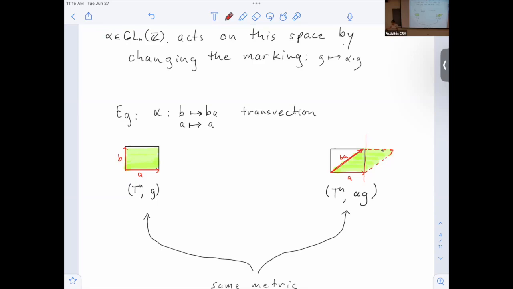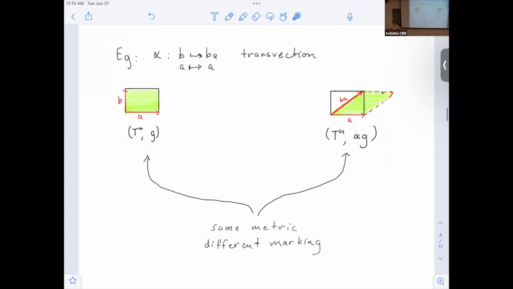I could simply chop here, cut here, and move that other triangle back across, and get back to the torus I had before. In other words, I haven't changed the metric. I've only changed the marking. Yes, same metric, different marking.